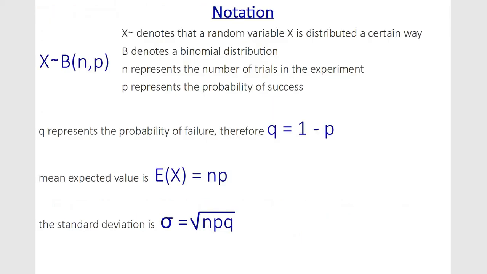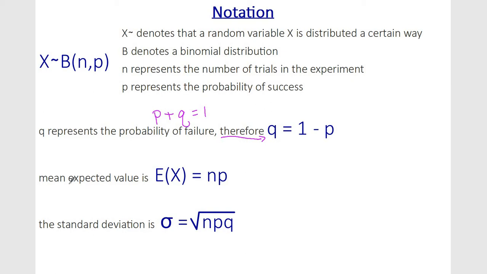So let's know our notation. B denotes that it's a binomial distribution. Yes, there is something else called a geometric, but right now we're doing binomial. N is the number of trials, and p is the probability of success. Now, q usually represents the probability of failure, so remember, probability of success plus the probability of failure equals 1. Therefore, we can write it like this. To get the other one, it's just 1 minus.